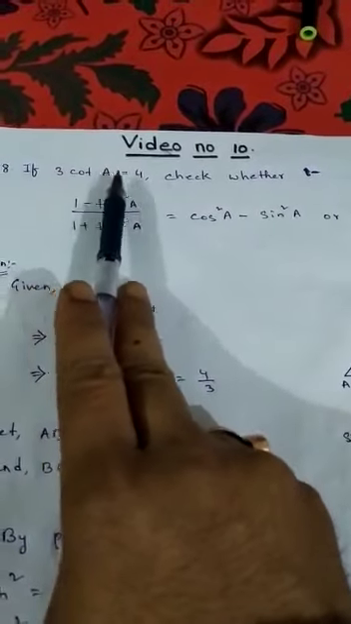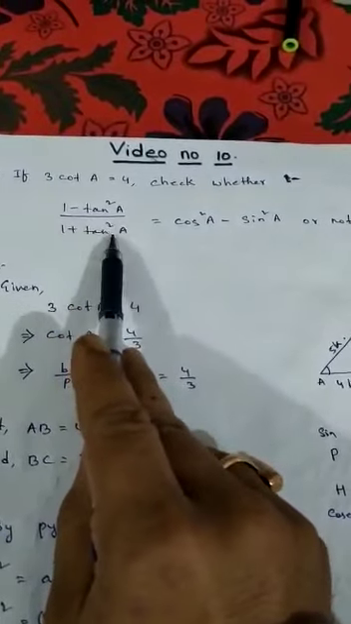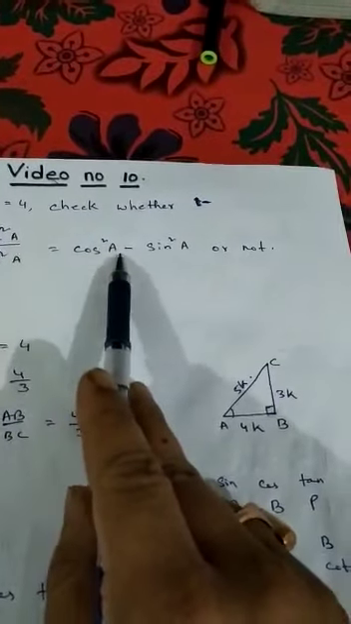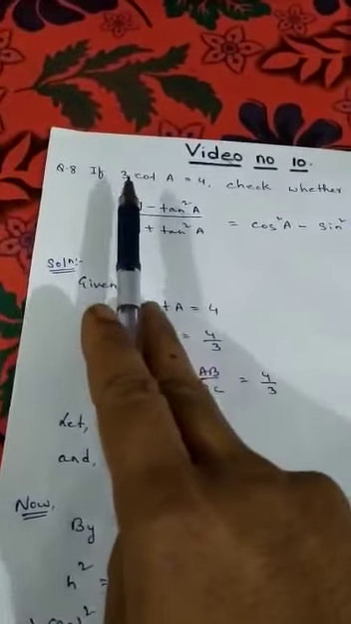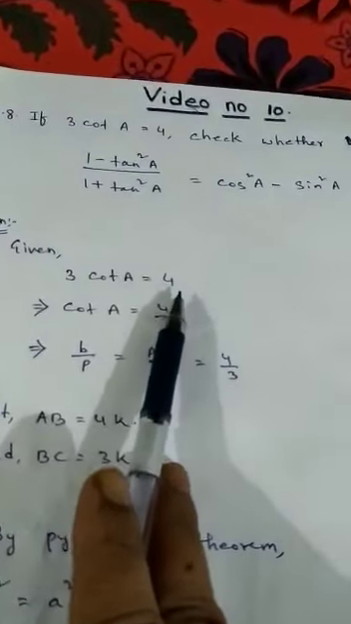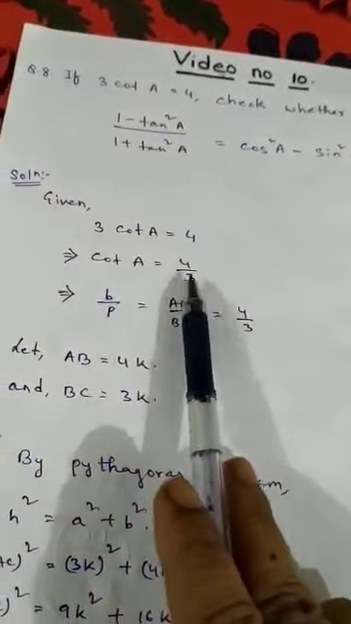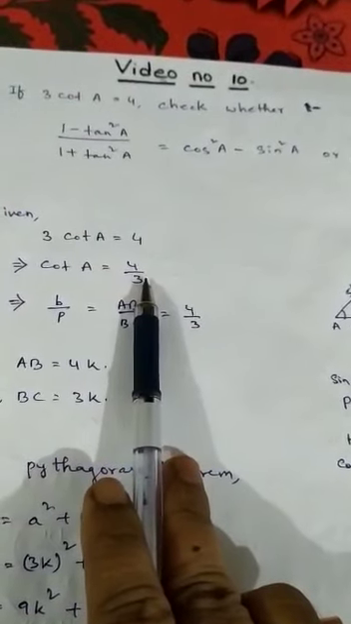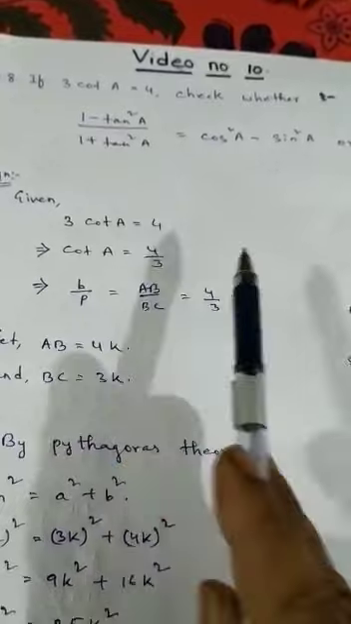In the question, it is given that if 3 cot A is equal to 4, check whether (1 minus tan square A) by (1 plus tan square A) is equal to cos square A minus sin square A or not. Now, what is given in the question we will write here: 3 cot A is equal to 4. Now, the value of cot A will be 4 by 3, because 3 transposes to this side and becomes division. So the value of cot A will be 4 by 3.